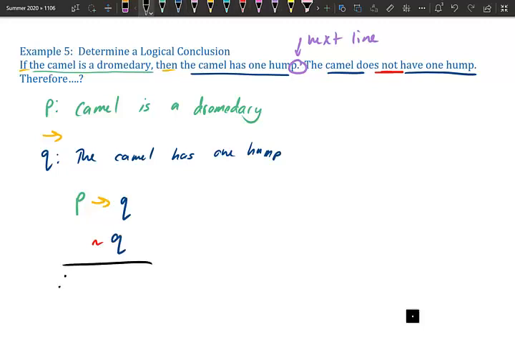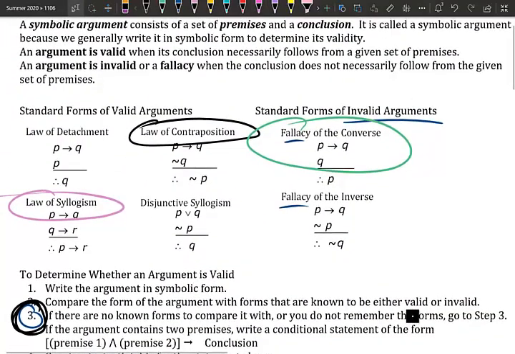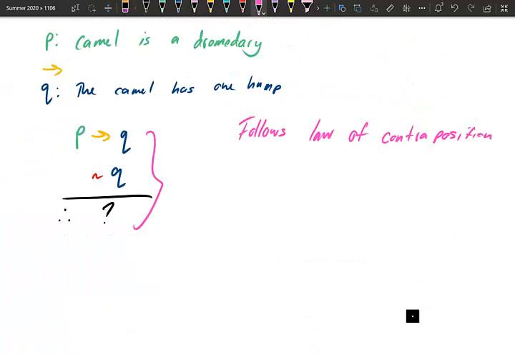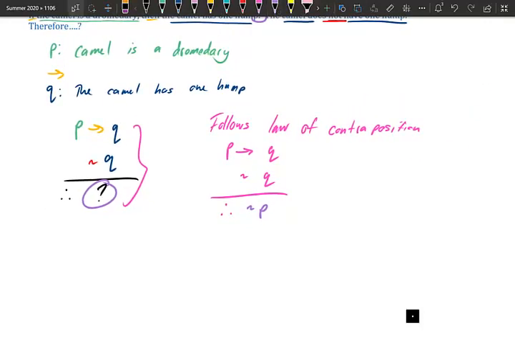We want to know, therefore, what? So what we're going to do is look at our valid laws and figure out what the ending is. So we have P if then Q, negation Q. That's a law of contraposition. Since it follows the law of contraposition, we know the ending is negation P. So to sum this up, to form a conclusion, we need to negate P. So we would say, therefore, the camel is not a dromedary.